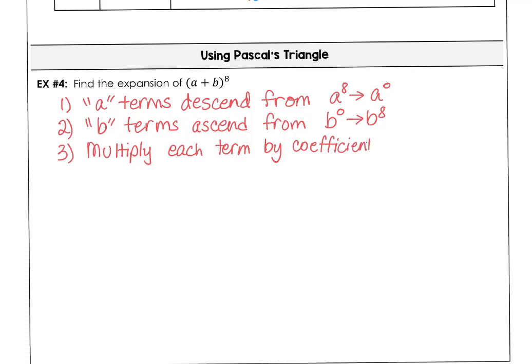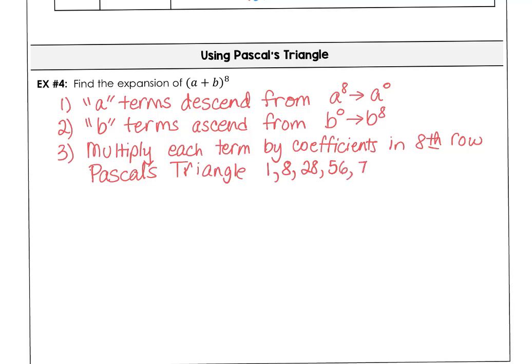And you've got to remember that Pascal's triangle starts out with the 0 row and works its way up sequentially. Okay, so we're multiplying each term by the coefficients in the 8th row of Pascal's triangle. And those coefficients are going to be 1, 8, 28, 56, 70, 56, 28, 8, and 1.